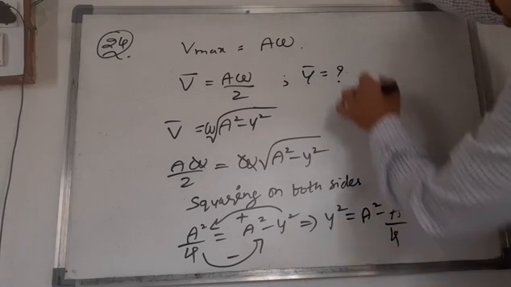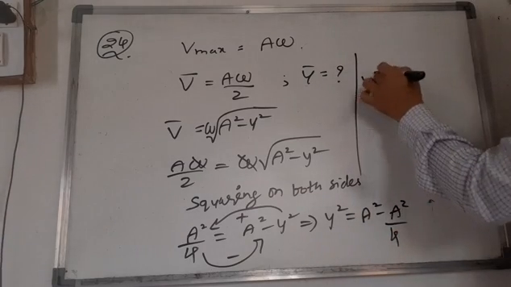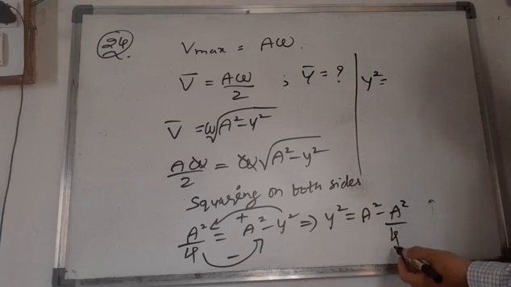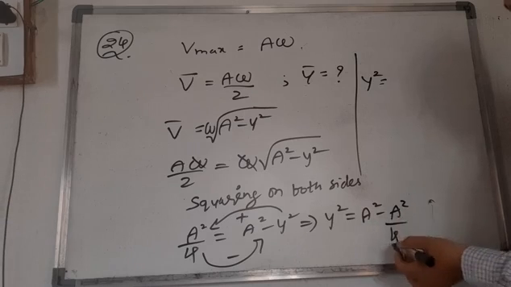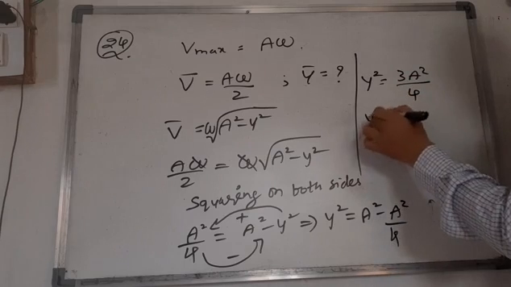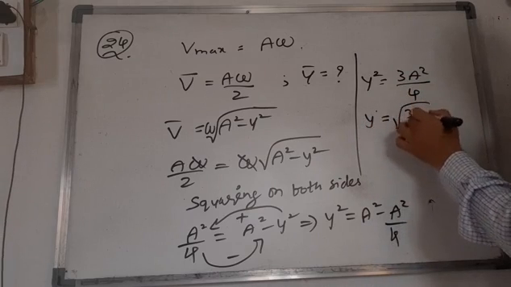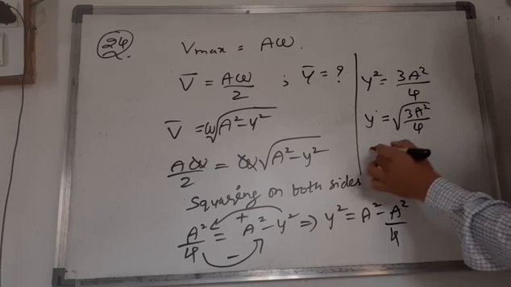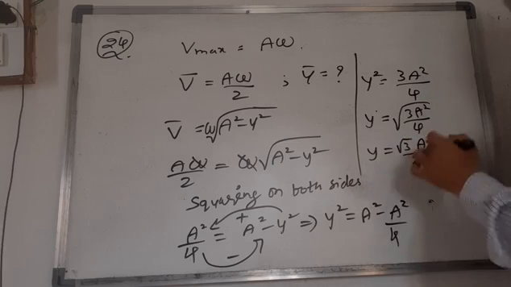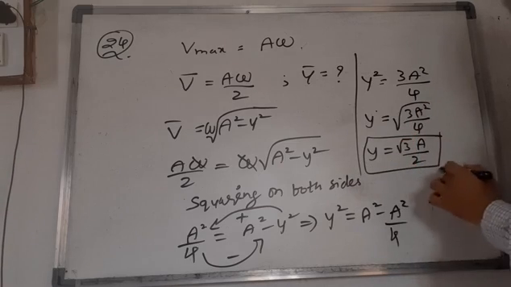So this is equal to, again, what will you get? y square is equal to 1 a square minus 1 by 4th a square. 1 minus 1 by 4 is 3 by 4. So 3a square by 4. But I want y. So what will we get? Square root of 3a square by 4. So y is equal to root 3 a by 2. y is equal to root 3 a by 2.